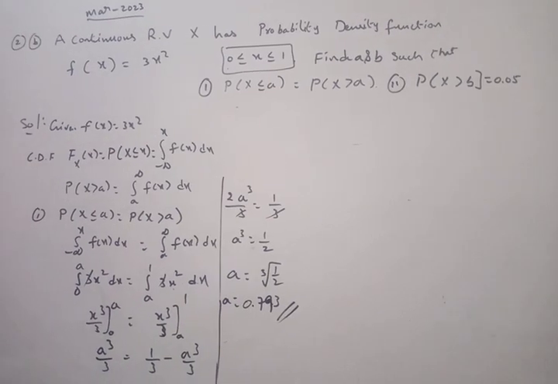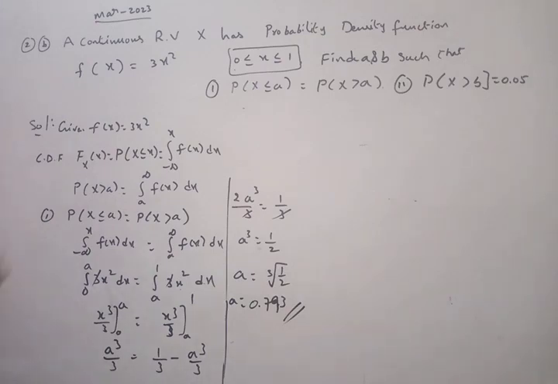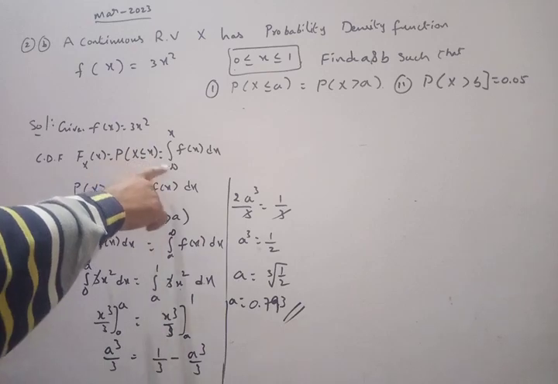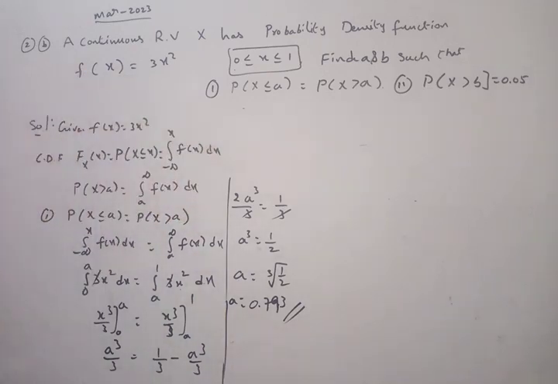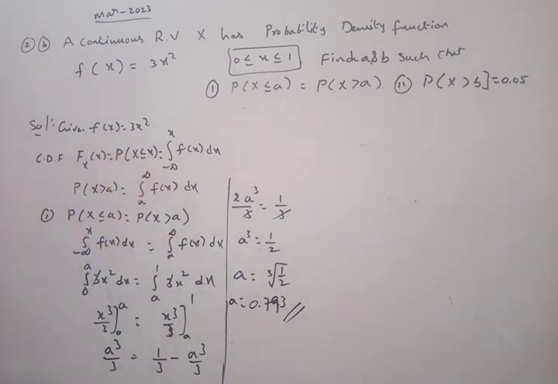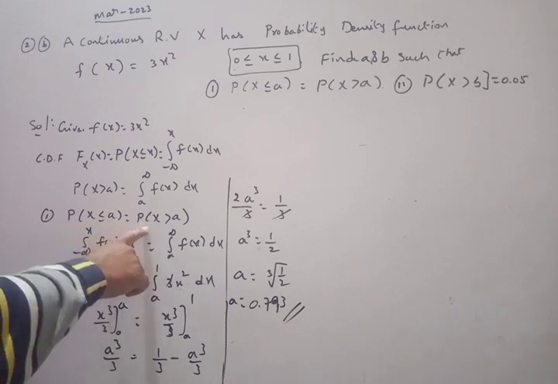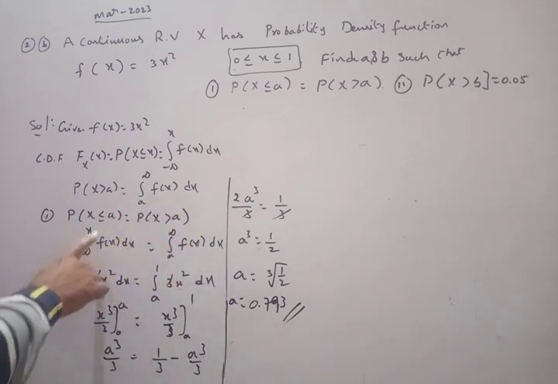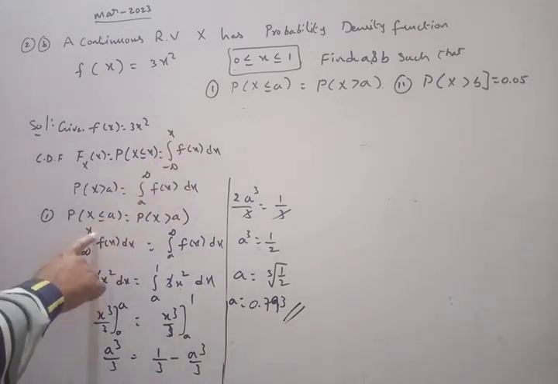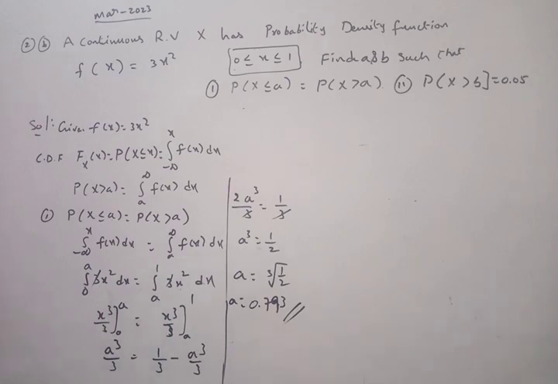See here, like the previous problem, he gave f of x is equal to 3x². So from the cumulative distribution function, F capital X of x is equal to P of X less than or equal to x, which is the integral from minus infinity to x of f of x dx, right? If x is greater than a, the limit becomes a to infinity of f of x dx. So take the condition P of X less than or equal to a, that is equal to P of X greater than a, right? So the formula is the integral from minus infinity to a of f of x dx equals the integral from a to infinity of f of x dx. Substitute the f of x value.